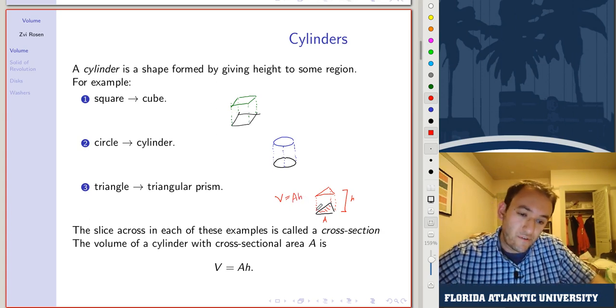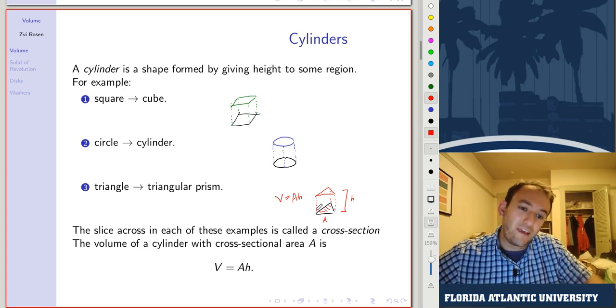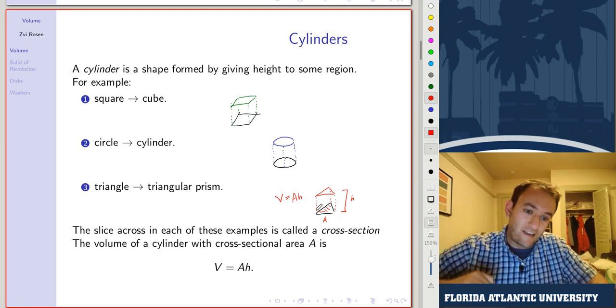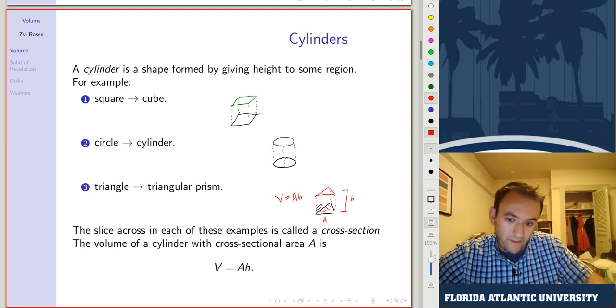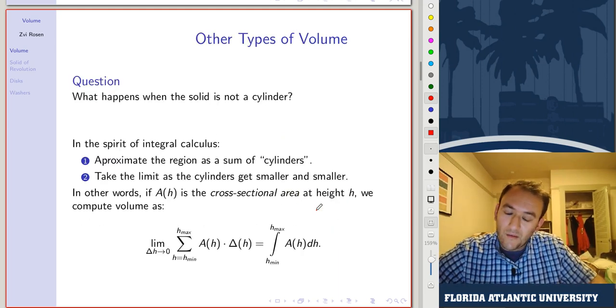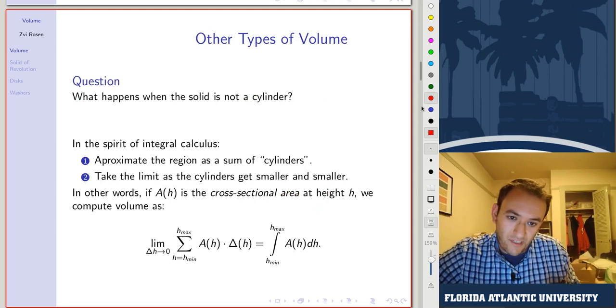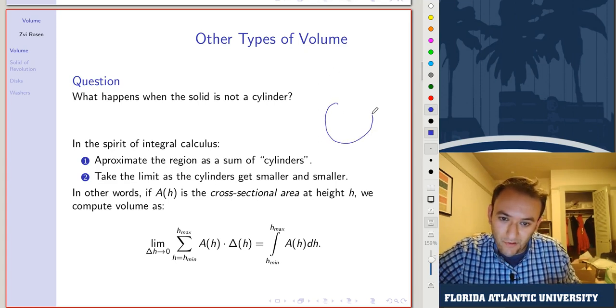Okay, so cylinders, these are examples that make intuitive sense. If you start with an area and then you just stretch it out in the next dimension, just multiply by the height. What happens when the solid is not a cylinder? And this is not particularly difficult to imagine. If you think about the classic three-dimensional things, well, a ball is a good example.